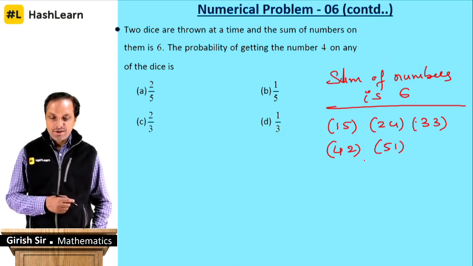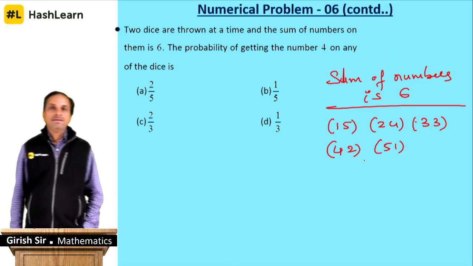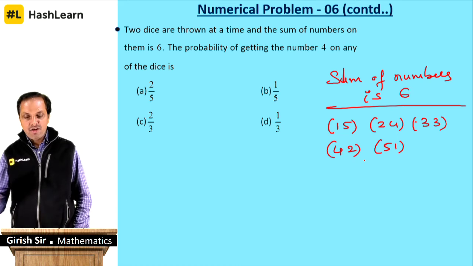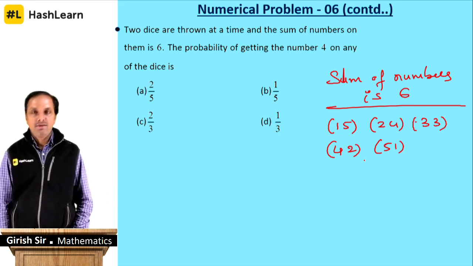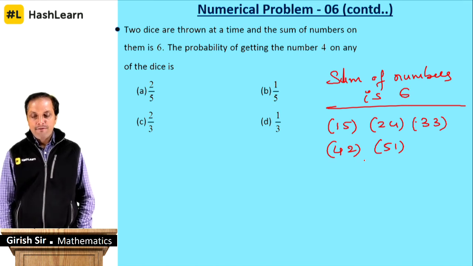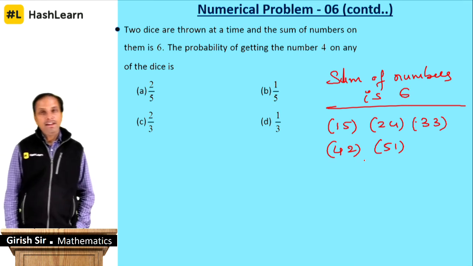Then come with 6 series. No. 6 1, 6 2, the sum will not give you 6. So you will have 4 2, 2 4, 1 5, 5 1 and 3 3.